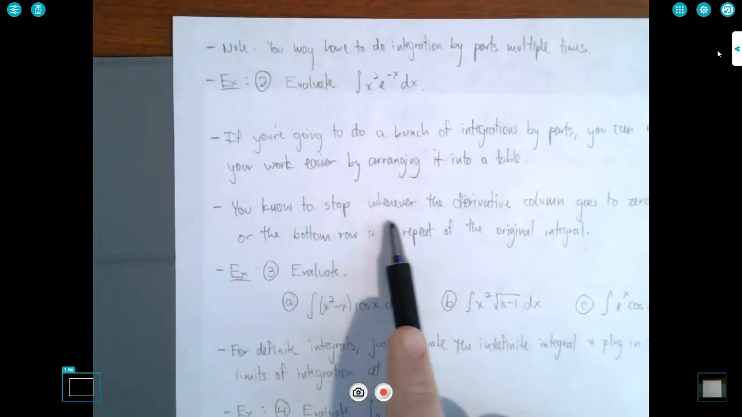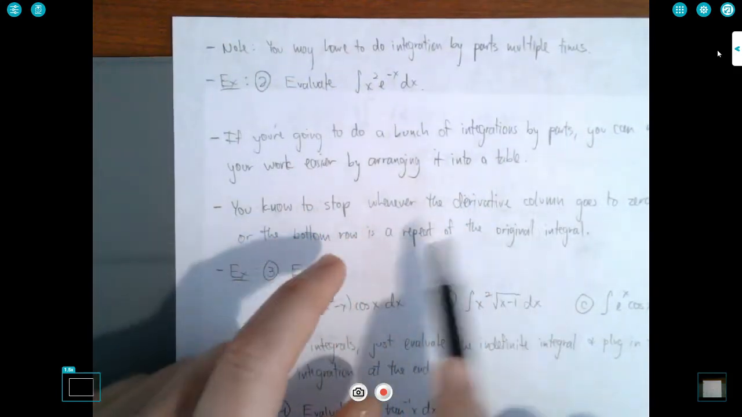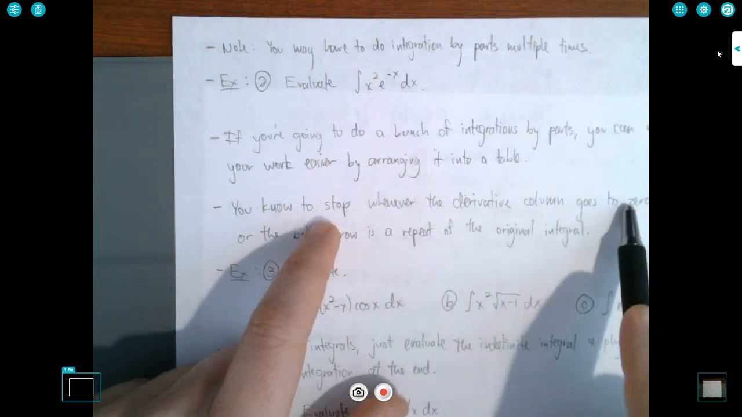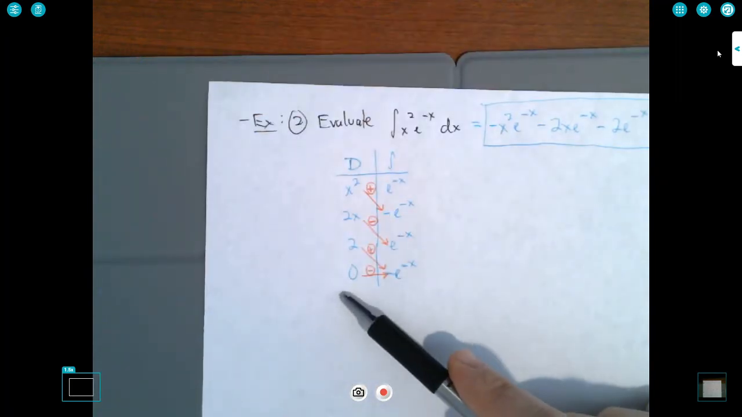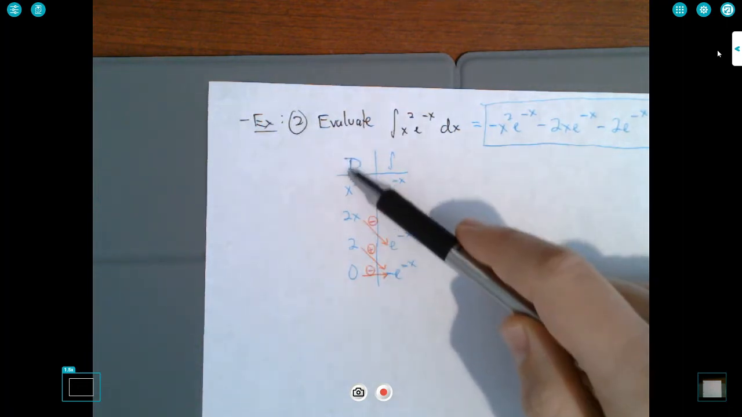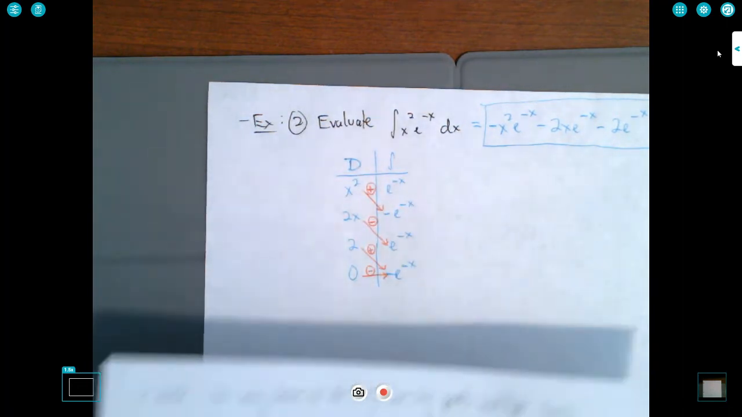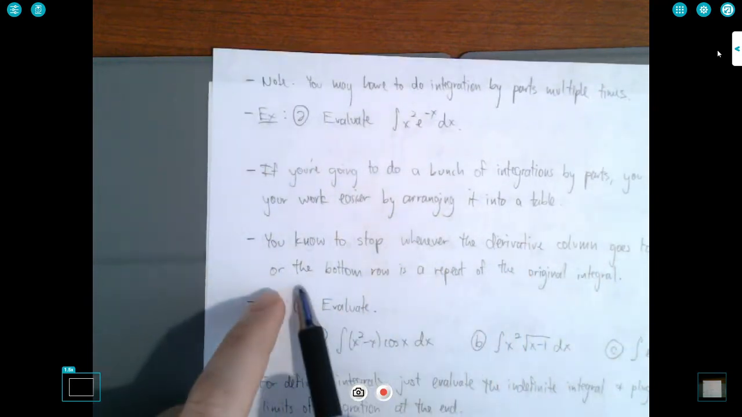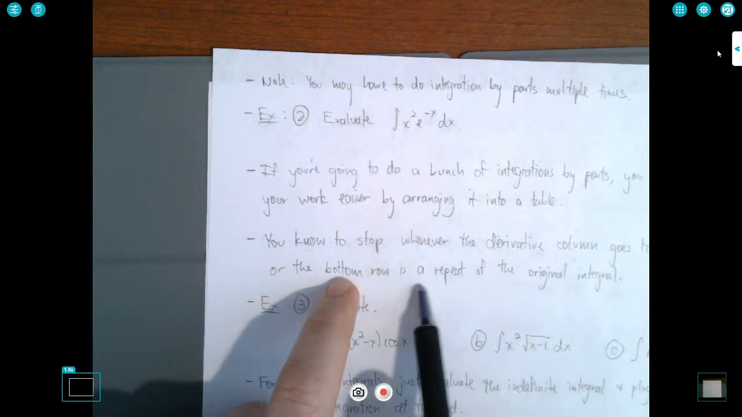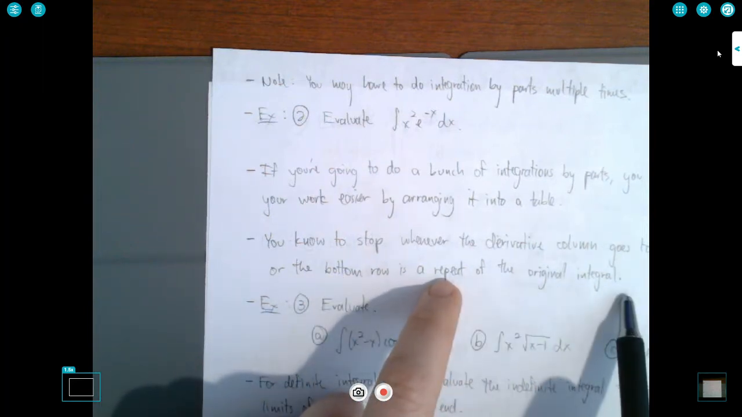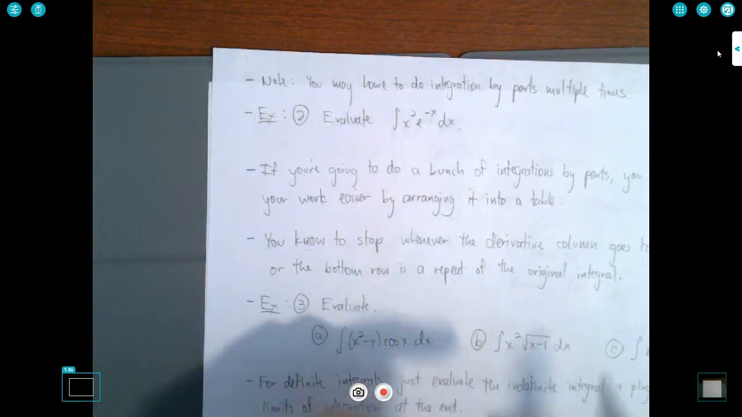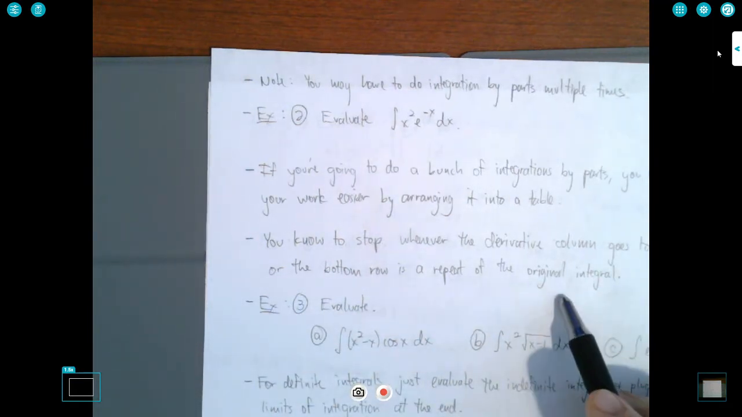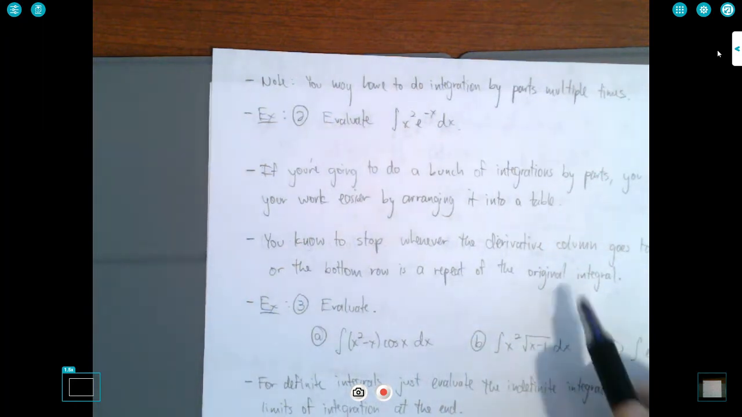You know to stop whenever one of the following things happens. Either the derivative column goes down to 0, like it did here, and if the derivative column goes down to 0, just keep differentiating until it gets there, and then stop. Or if the derivative column isn't going to go down to 0, but you end up with the bottom row that is a repeat of the original integral, then what you can do is solve for the original integral. I'll show you an example of that.